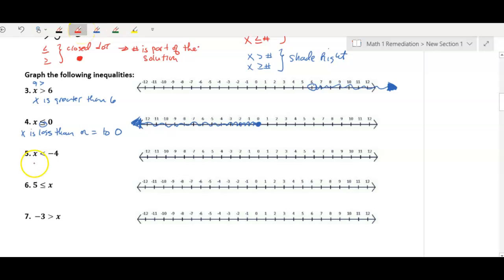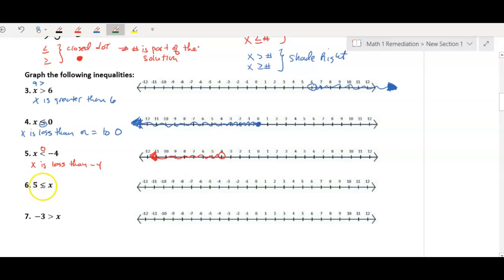Next one. x is less than negative 4. We're not equal to, so right away, this inequality symbol clues me in on an open circle. So we go to negative 4 and plot an open circle. And since we're less than -4, where are all the numbers less than -4? They are to the left of -4.